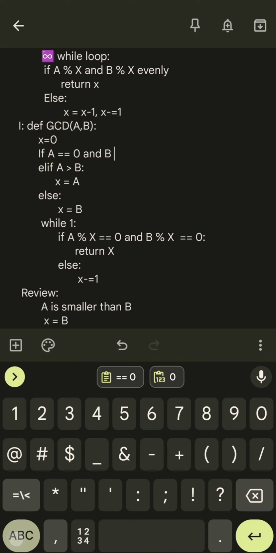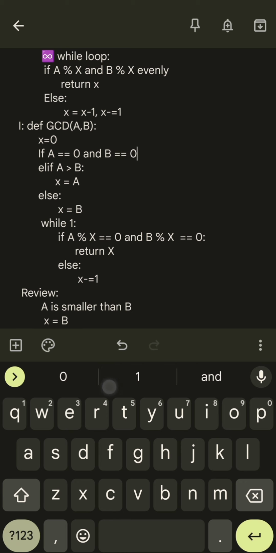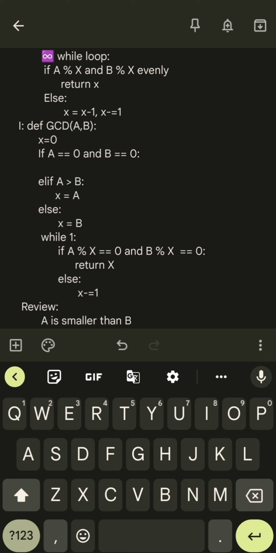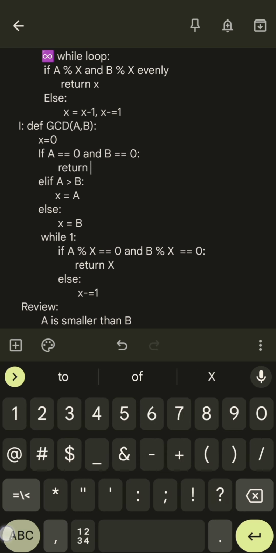Return 0. So looking at it again, starting with this one, we're checking if both A and B are 0. If they are 0, return 0, call it a day. That's it. We move on. Else, we're going to go ahead and go through this.